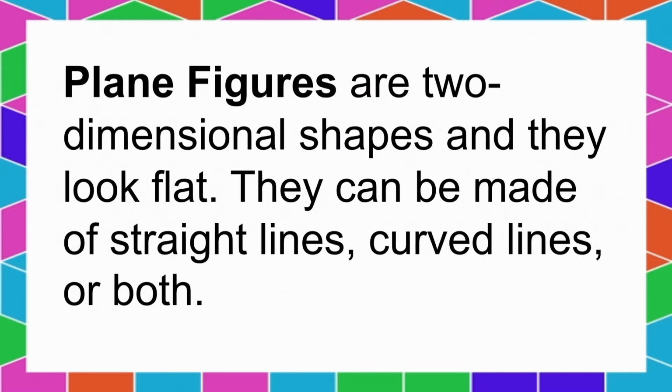Plane figures are two-dimensional shapes and they look flat. They can be made of straight lines, curved lines, or both. So you already knew different plane figures. What are those? We can say a triangle is a plane figure, a circle, a square, a rectangle. Those are examples of plane figures as long as they have a flat surface. Okay?